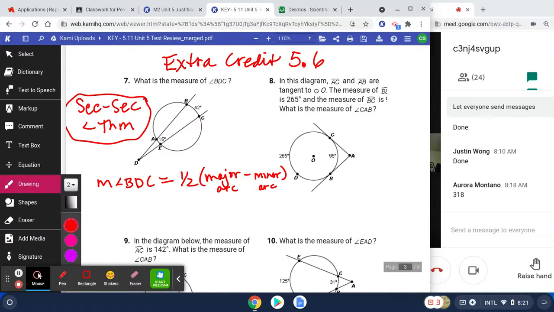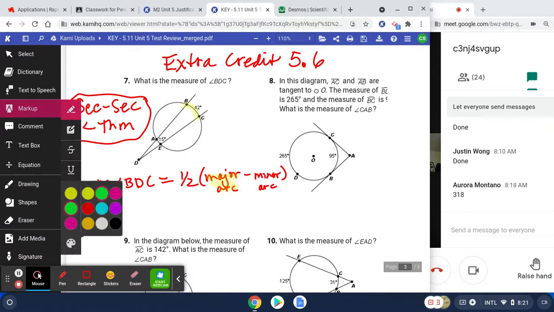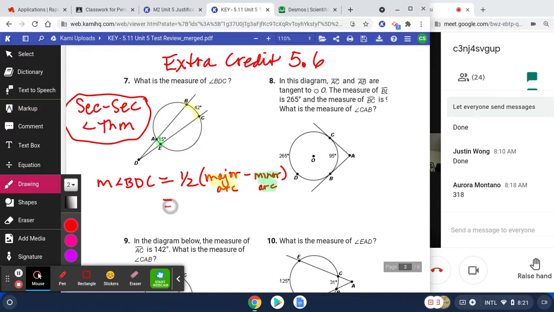Okay, so let's go fill in these numbers. Notice that my major arc is 42 and my minor arc is 15. So that's what I'm going to go plug in. Half of 42 minus 15 would be half. I'm going to grab my calculator. 42 minus 15 is 27. And so half of 27 is going to be 13.5 degrees.